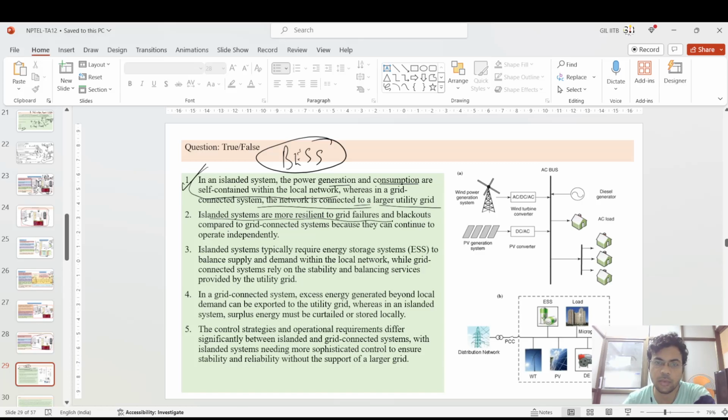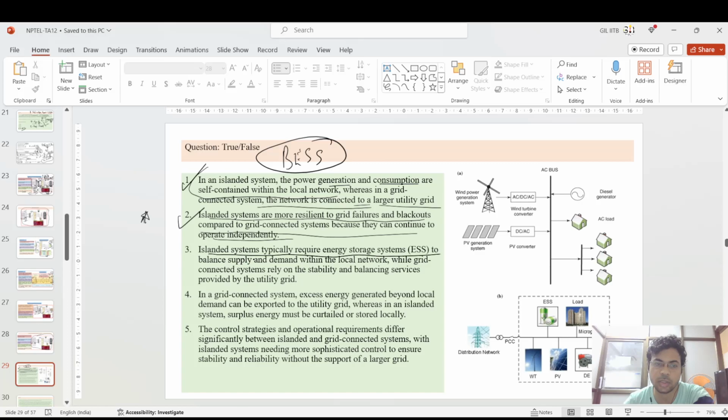In the second statement, it says that islanded systems are more resilient to grid failures and blackouts compared to the grid connected system, because they continue to operate independently. That is true, because it is an advantage of the islanded situation that can come as a statement based question in the exam itself, asking which system is more resilient to grid failures.